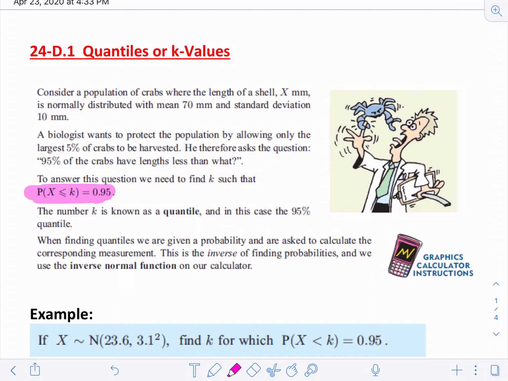So those k values, that's known as what's called a quantile. And in this case, it's the 95th percent quantile. And that's what we're going to be talking about today.